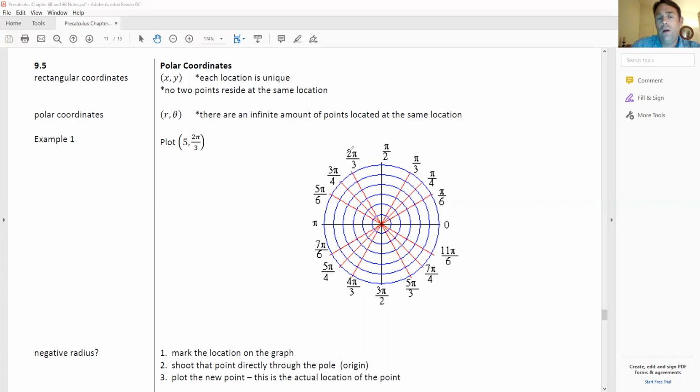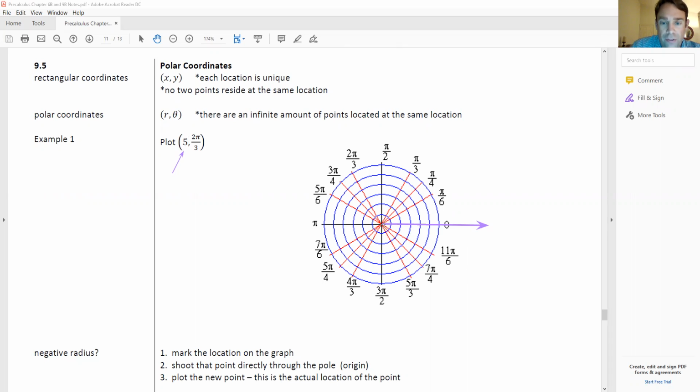The way polar coordinates work is it's all based off this idea of a pole. It's essentially this idea that we have a pole that goes out to 0, and then we have all these concentric circles. So when we are dealing with an r value, that r value tells you how many concentric circles out. In other words, we want a radius of 5. And 2 pi over 3 tells you what angle.